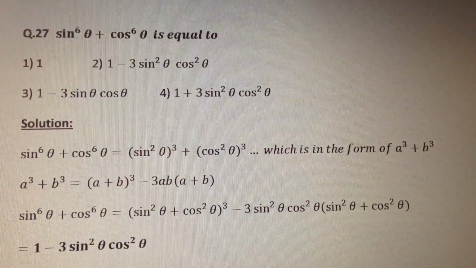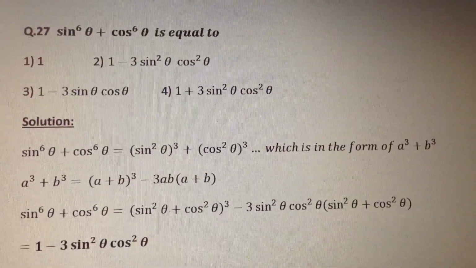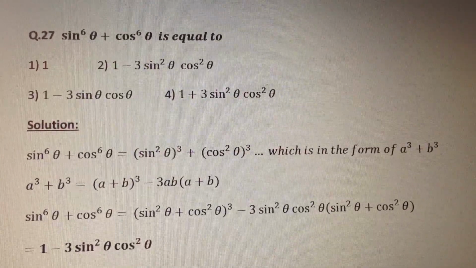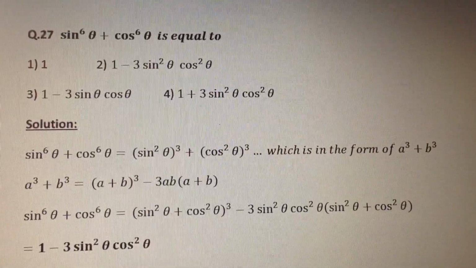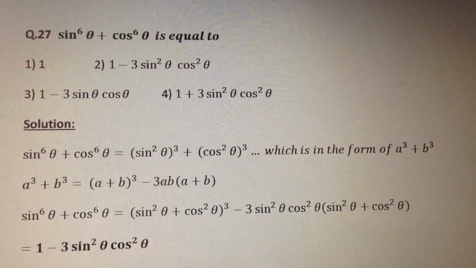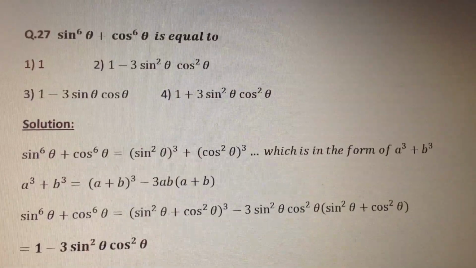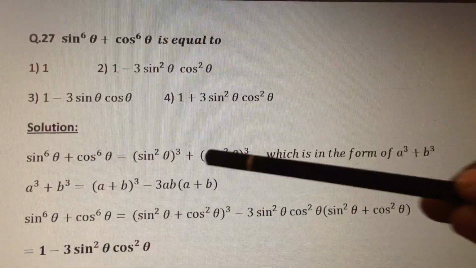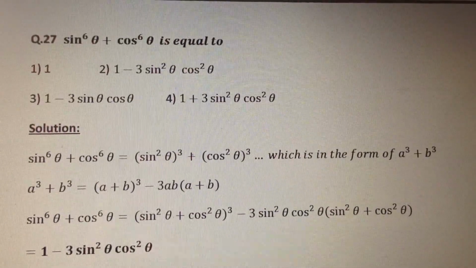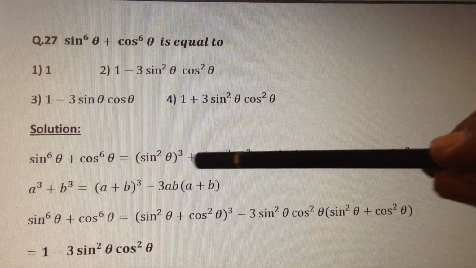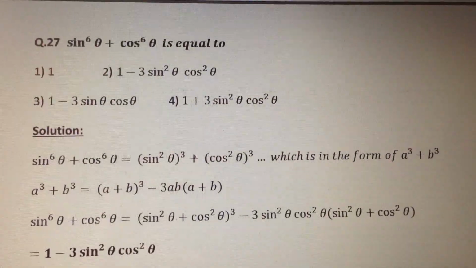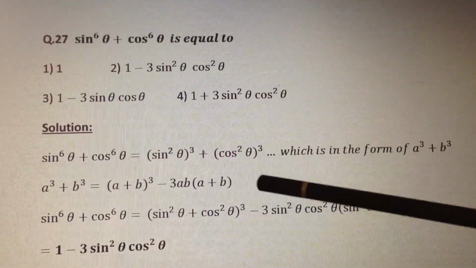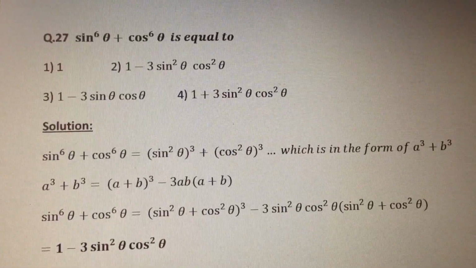Next question. Sin power 6 theta plus cos power 6 theta is equal to. Sin power 6 theta can be written as sin square theta whole cube. Similarly, cos power 6 theta can be written as cos square theta whole cube. Therefore, sin power 6 theta plus cos power 6 theta is equal to sin square theta whole cube plus cos square theta whole cube. This is in the form of a cube plus b cube. We know that a cube plus b cube is equal to a plus b whole cube minus 3ab into a plus b. So let us substitute the values here.